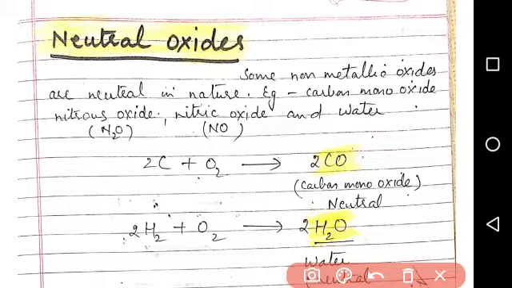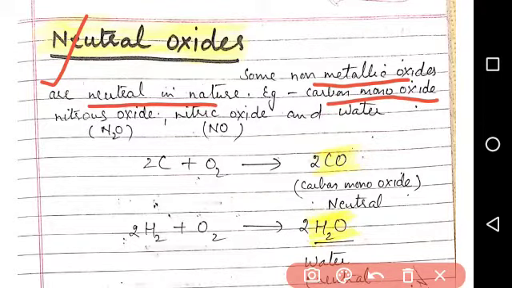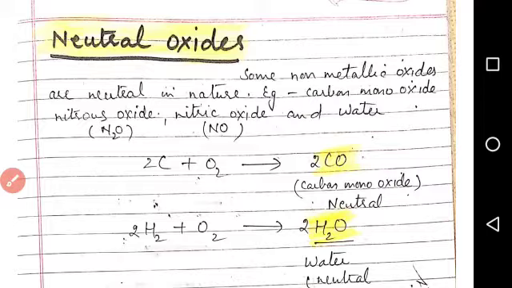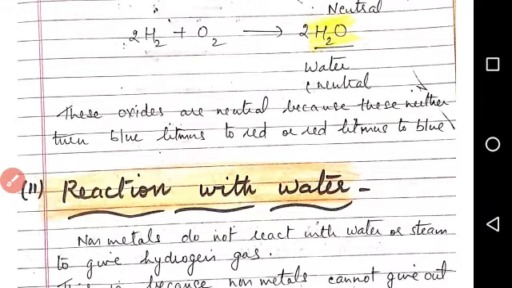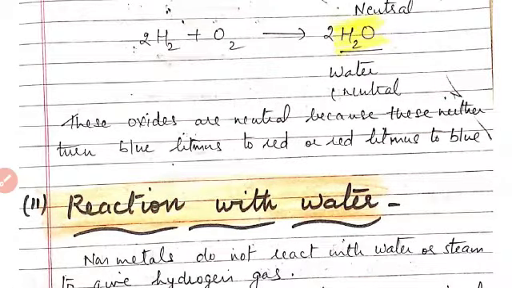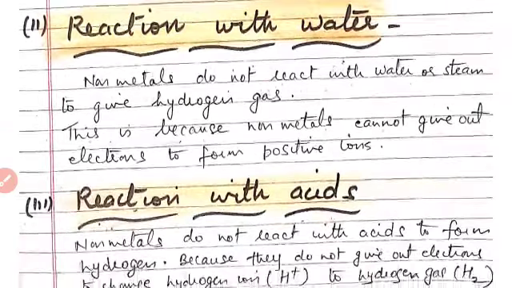Some oxides are also neutral oxides, meaning they are not acidic. Some non-metallic oxides are neutral in nature, for example, carbon monoxide, nitrous oxide N2O, nitric oxide NO, and water. C plus O2 gives CO, carbon monoxide, which is neutral in nature. H2 plus O2 forms water, H2O, which is also neutral in nature. So these are examples of non-metallic oxides which are neutral. They are neither acidic nor basic, so they neither turn blue litmus to red nor red litmus to blue.